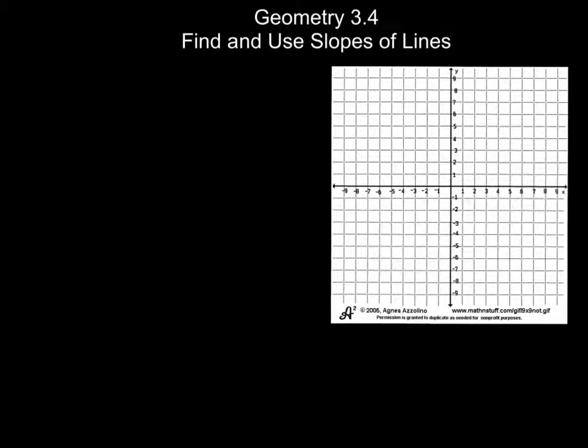Today in geometry, in Chapter 3, Section 4, we are going to talk about finding and using slopes of lines. Slope is denoted by the letter m. It is referred to as the rise over the run.